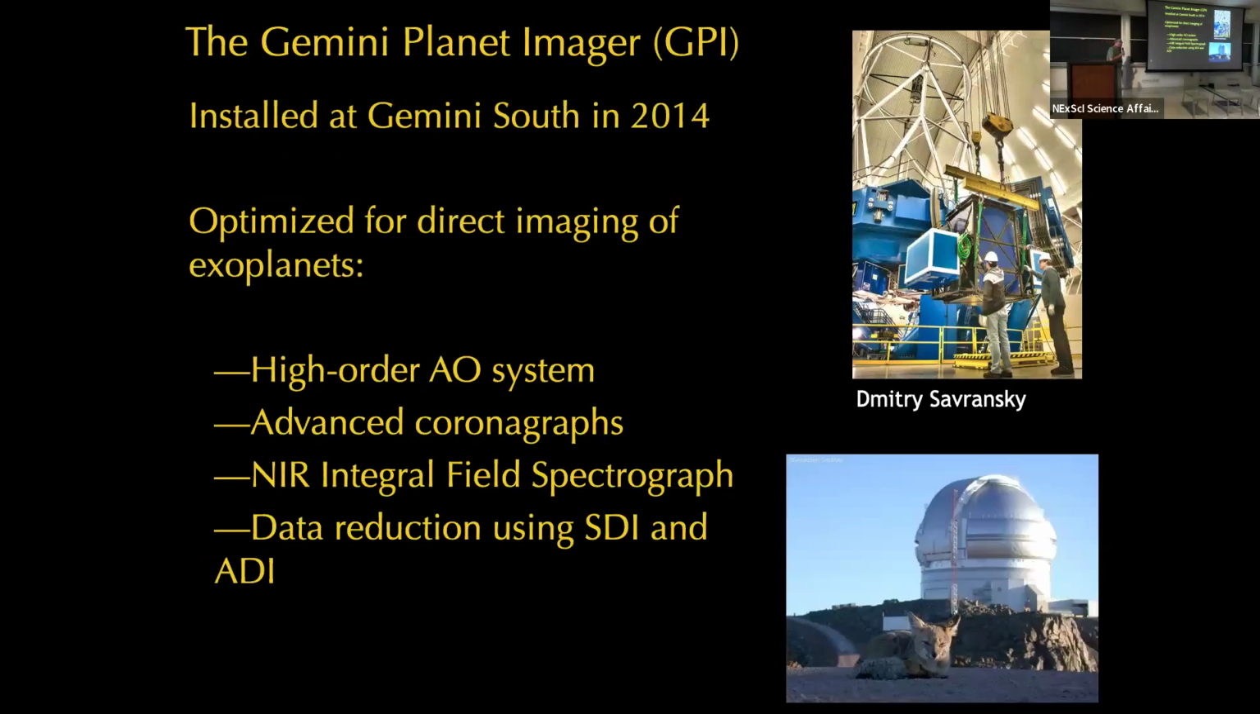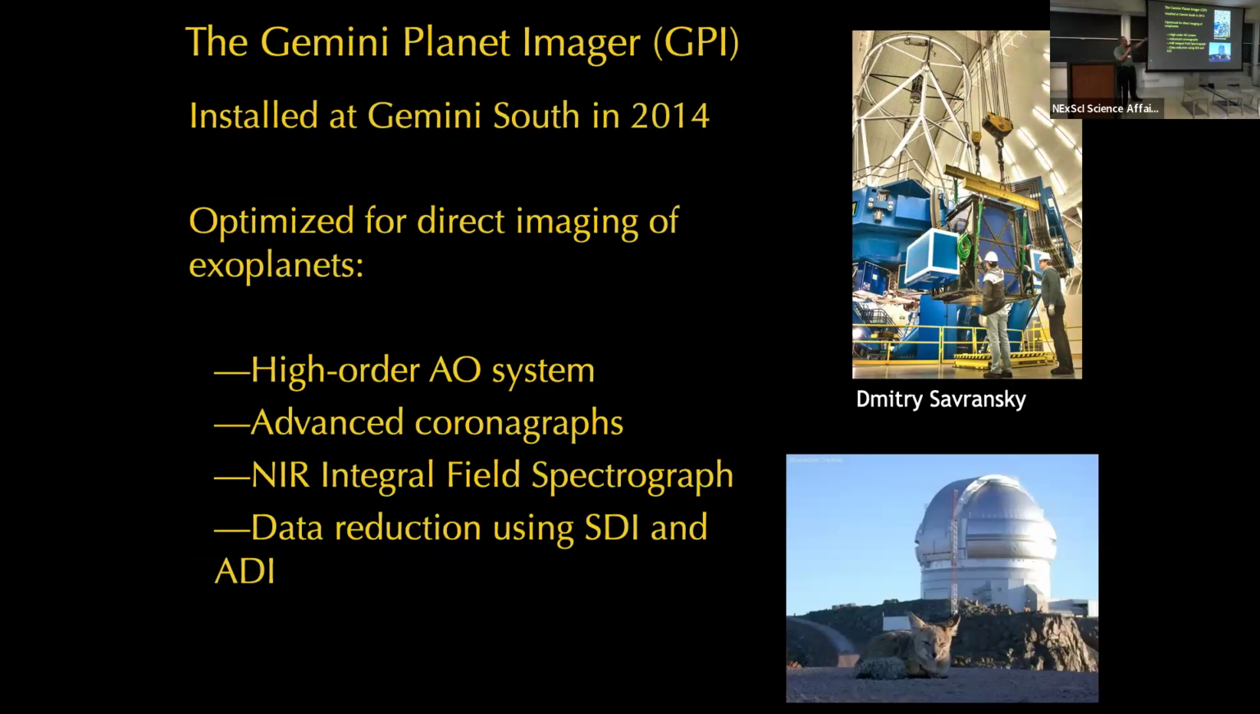So we're going to talk a little bit about one instrument in particular. I'm obviously very biased. I'm going to talk about the Gemini Planet Imager, an instrument I've worked pretty heavily with here. But other instruments have similar features, with slight differences between them. So GPI, the Gemini Planet Imager, was installed at Gemini South in 2014.